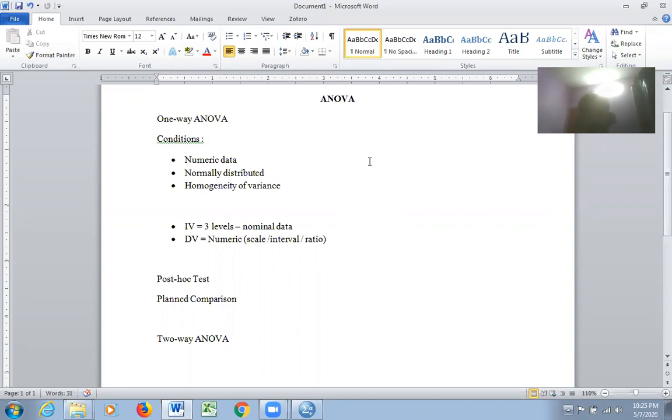This is a very important test which is normally undertaken by researchers, not only in social science but in all areas of research. Before we proceed further, let us understand what ANOVA is, what the types of ANOVA are, and what kinds of conditions must be fulfilled by your data before you start taking up the ANOVA test.